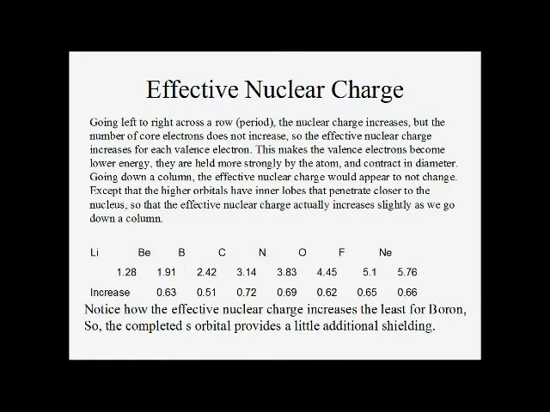So this draws them closer toward the nucleus, toward a lower energy, and they're being held more strongly by the atom. So the atom ends up becoming smaller in diameter as you go from left to right across a row in the periodic table.